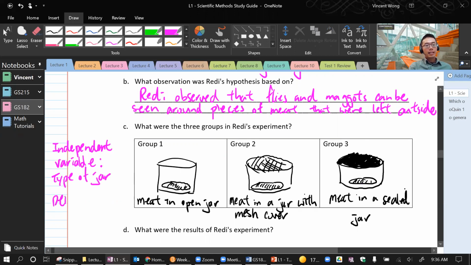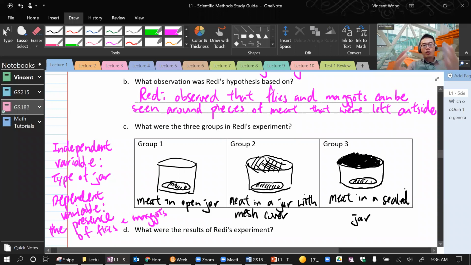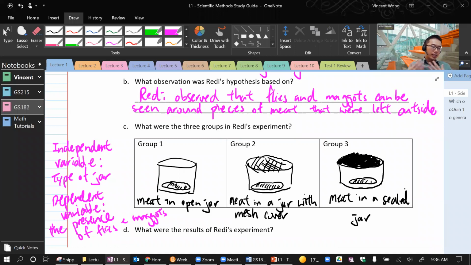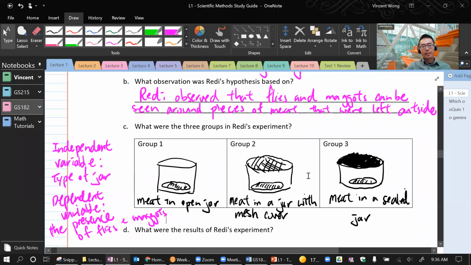And then the dependent variable would be the presence of flies and maggots. So he leaves these jars outside in the scorching sun, and then a couple of days later he comes back and observes whether there are maggots or not.